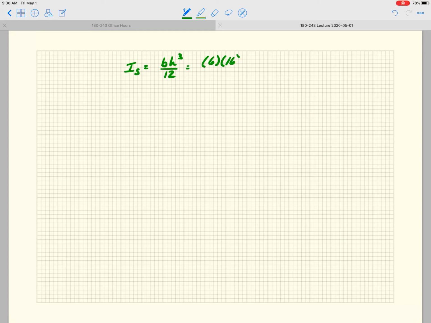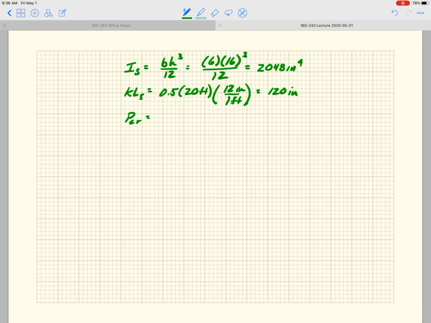So in this case, my B is 6, my H is 16, and so my I in the strong axis is 2,048 inches to the fourth, okay? And then my KL in the strong axis is just 0.5 times 20 feet times 12 inches per foot, and that ends up being 120 inches, okay?